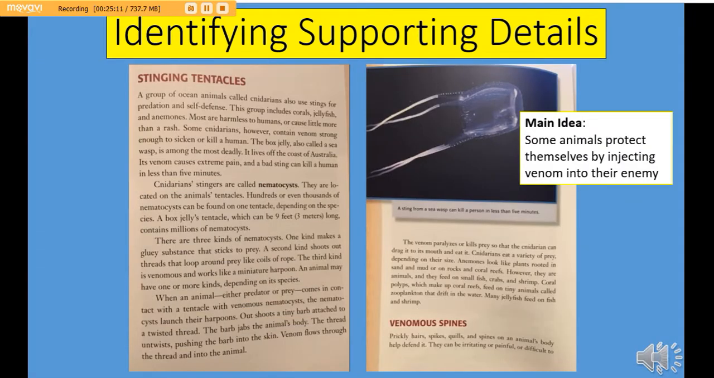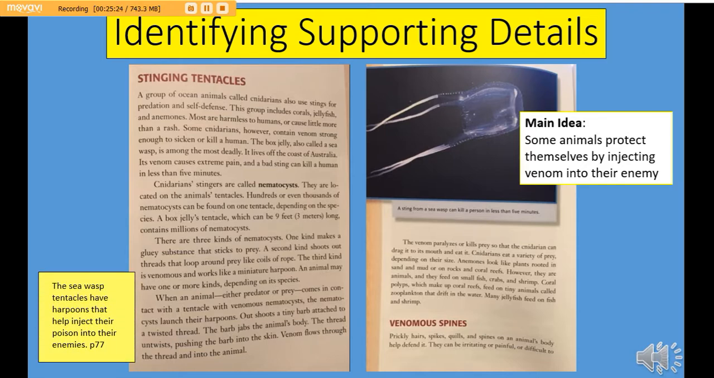Then in the last section, which was all about stinging tentacles, I found out that the sea wasp has tentacles, and on those tentacles there are harpoons that help inject poison into their enemies. So I found that information in the fourth paragraph, underline that, and then what I paraphrased is there on my Post-it note. The sea wasp tentacles have harpoons that help inject their poison into their enemies, found on page 77. Pause the video as needed in order to record this information on your Post-it notes.